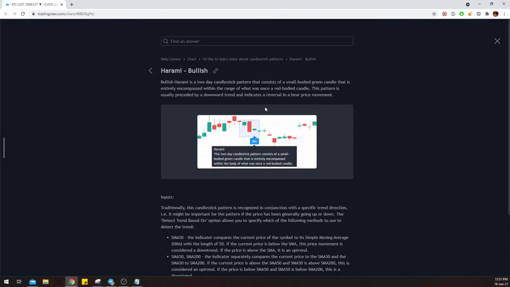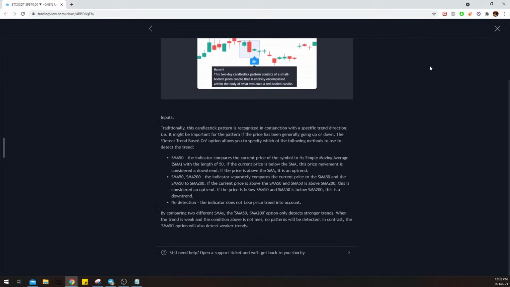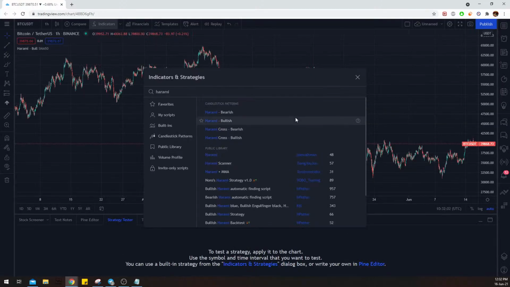You can see that the harami is a 2-day candlestick pattern that consists of a small body green candle that is entirely contained within the range of what once was a red body candle. So we can see we have the bull candle here and another bull candle, but in the middle we are going to have a big red candle. This pattern is usually preceded by a downward trend and indicates a reversal in a bear price movement. So it's a bullish pattern, of course.